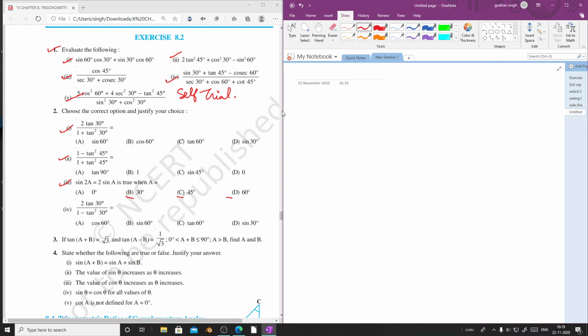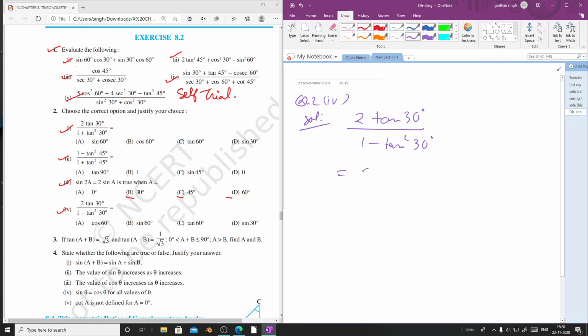Next one, we will be going for part 4 now. Fourth part. So exercise 8.2, fourth part, question number 2, fourth part solution. So in this also, in the same way, we have to find the value of, let us see this, 2 tan 30 degree, we will just put the values, over 1 minus tan square 30 degree.